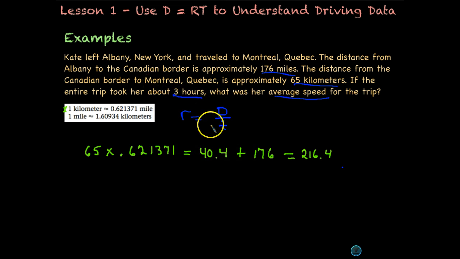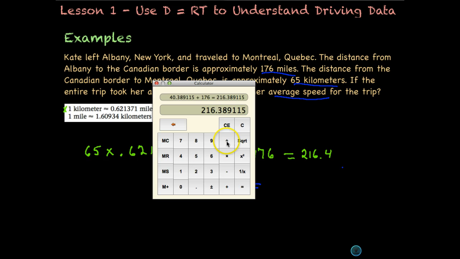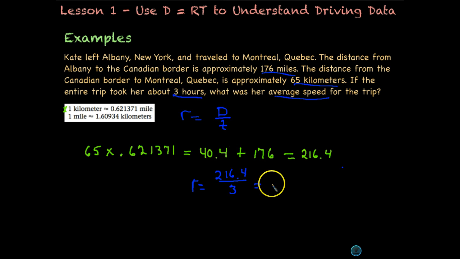Now we can use our equation, rate equals distance times time, in order to solve. So our rate is equal to 216.4 divided by our time. The entire trip took her 3 hours. So now we can figure out our rate. And that's 72.12 miles per hour approximately.